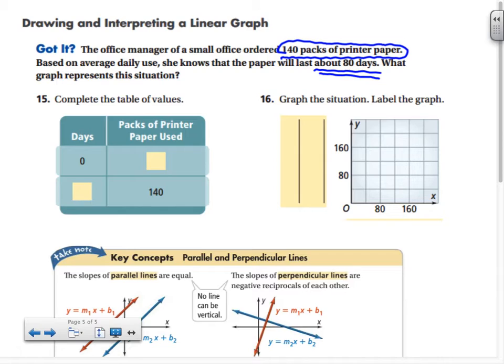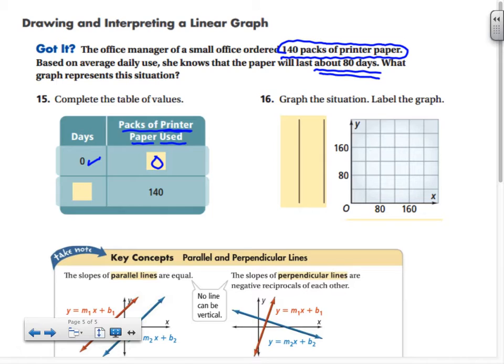It says to complete the table, so let's do that first. It says 0 days are going by and packs of printer paper used. If we've used up 0 days, how many packs of printer paper have been used after 0 days? Well, we haven't used any. So 0 days go by, we have not used any paper.